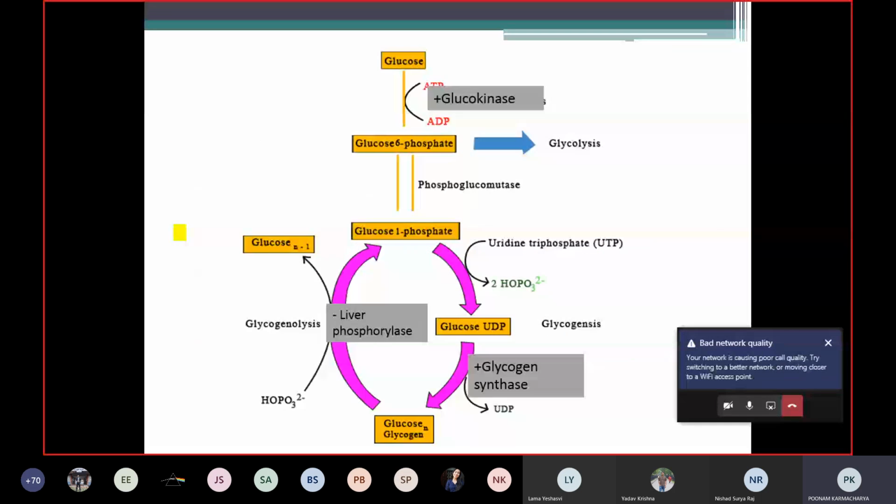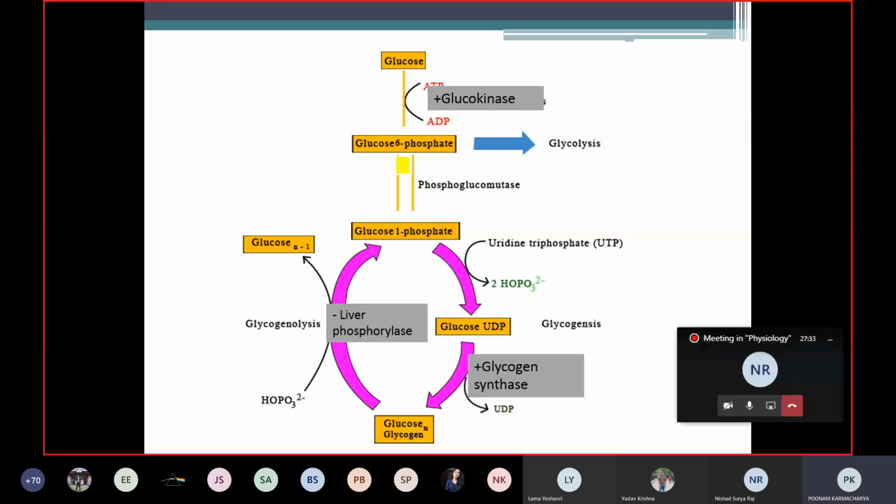You can see in this picture very clearly that it acts at three levels. Firstly, it will help in the conversion of glucose to glucose 6-phosphate by activating the enzyme glucokinase. When the glucokinase enzyme is activated, it will cause phosphorylation of the glucose to glucose 6-phosphate.